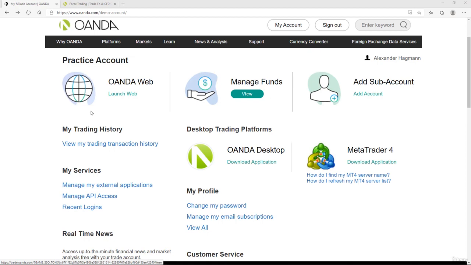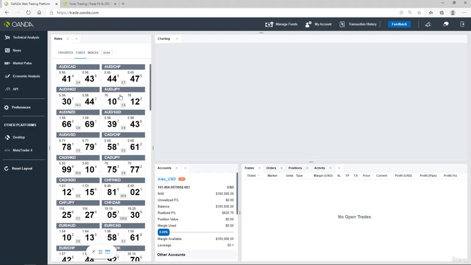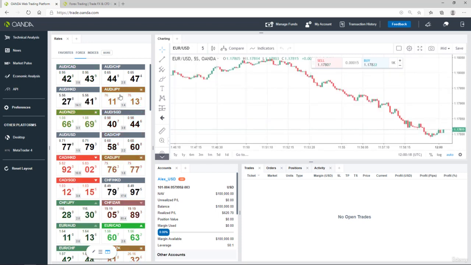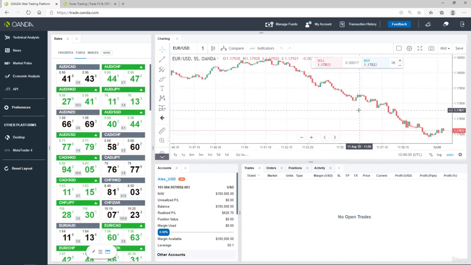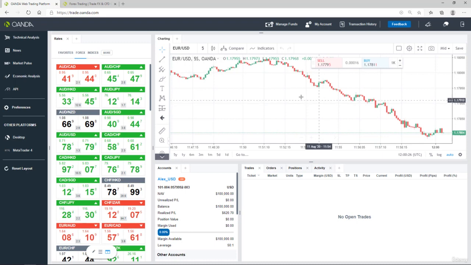And I'm here on my practice account, and we can go to the browser-based trading platform by clicking here. And here on the right hand side, we can see the price chart for Euro US dollar, but we can also select other currency pairs. And here on the left hand side, we have an overview.